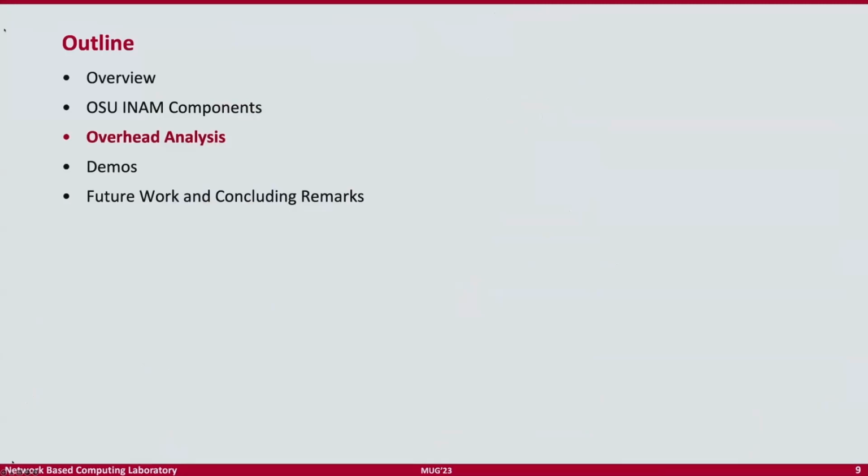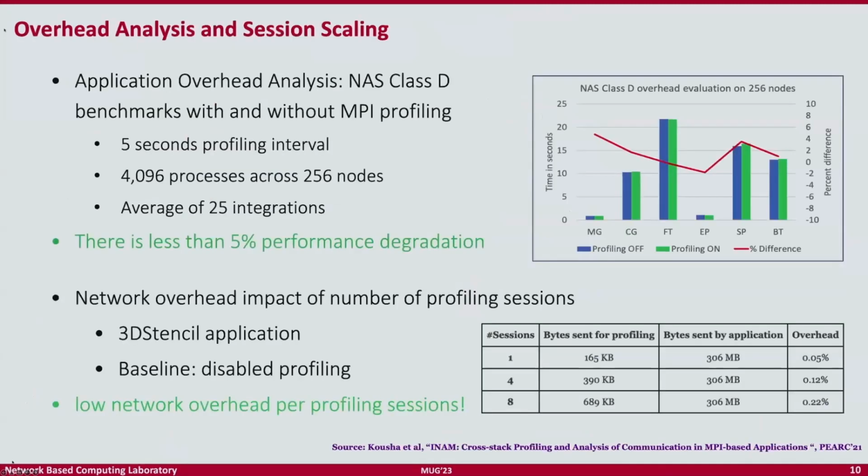So a question that I get asked sometimes is, what's the overhead of profiling? That's because it should have low overhead. And in this test, we ran 256 nodes with 4K processes of NAS parallel benchmarks. We averaged it for 25 iterations with 5-second profiling interval. And we saw there is less than 5% performance degradation. So in terms of profiling, OSU INAM has low overhead.